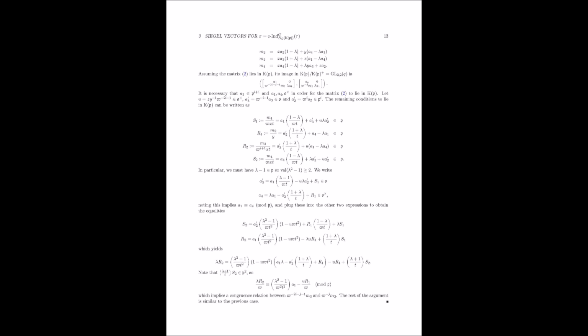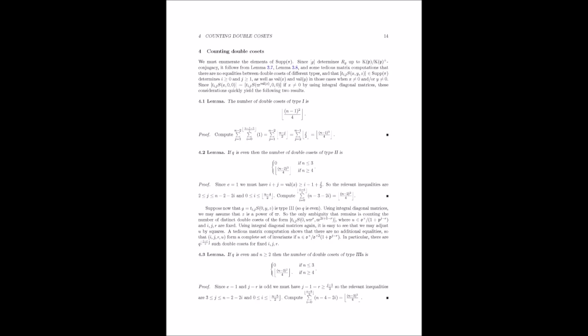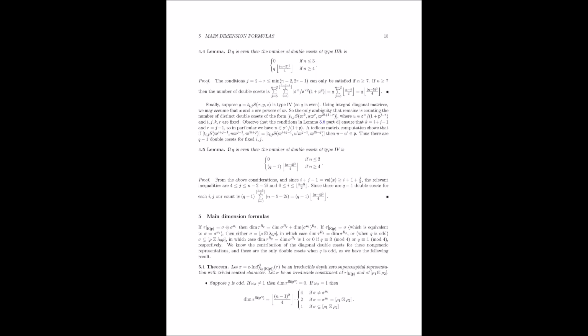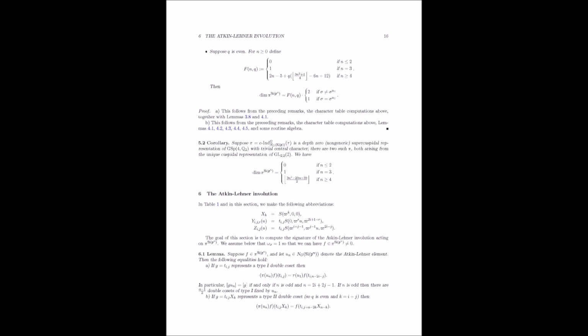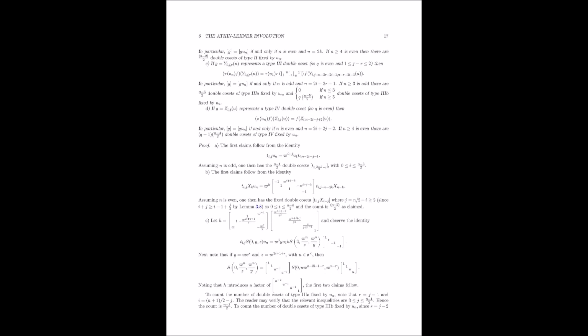Well, remember that type I double cosets are represented by Tij, where i and j are those integers satisfying certain conditions. The key is that each distinct pair, ij, gives us a unique double coset. Okay, but there are infinitely many integers, so how do we end up with a finite count? That's where those conditions on i and j come in. They actually define a bounded region in the ij plane. Bounded region, what does that look like? If you plot those inequalities, you'll see that the region they define is essentially a triangle.